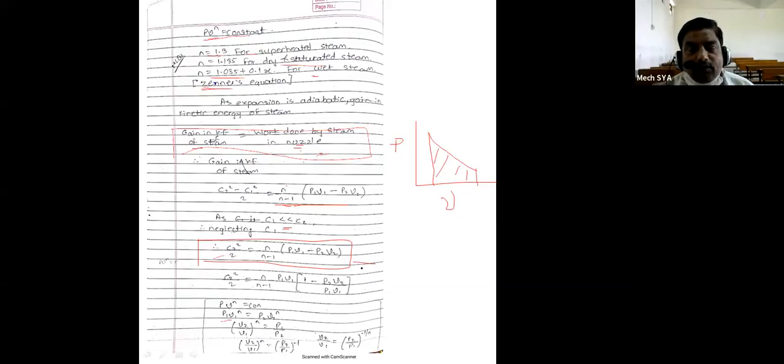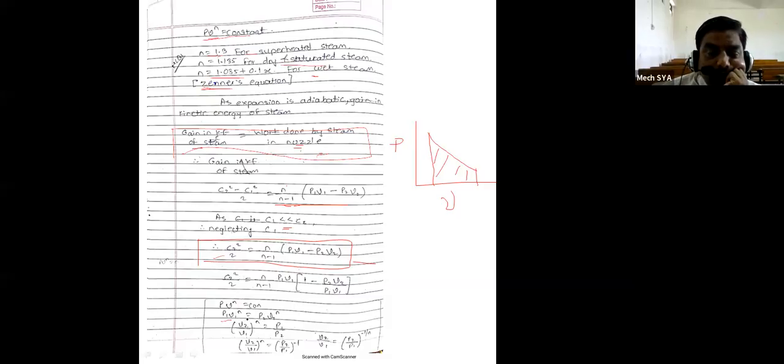And next are only mathematical adjustments to complete the derivation. Therefore, C2 square divided by 2 is equal to n upon n minus 1 P1 V1, taking common, into (1 minus P2 V2 divided by P1 V1). But V2 upon V1 we can write in terms of P2 upon P1, as PV raised to n is equal to constant.